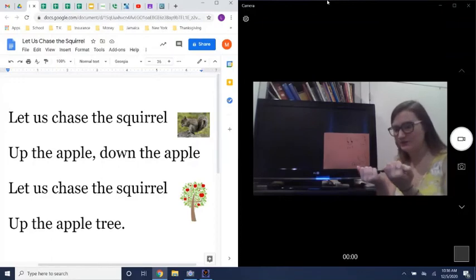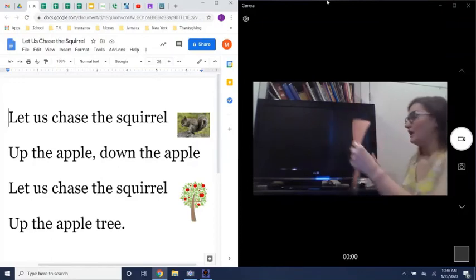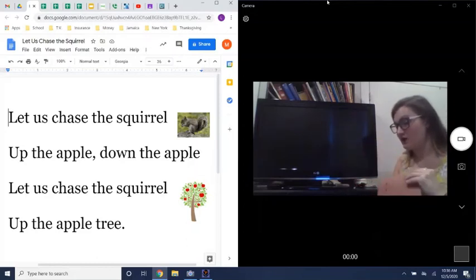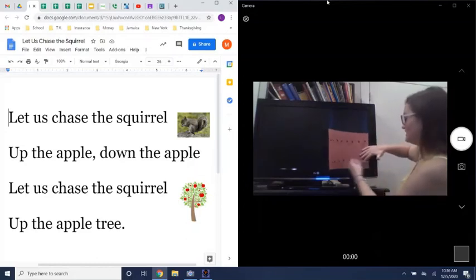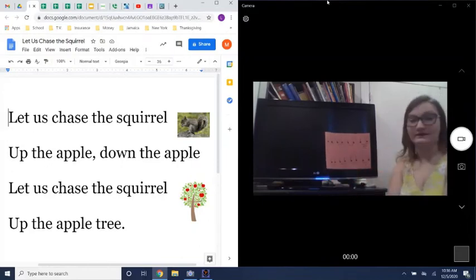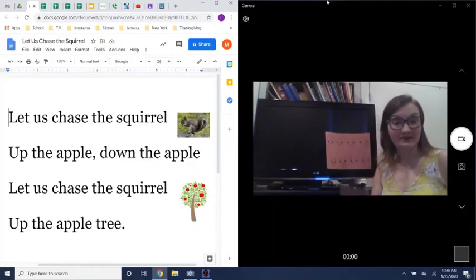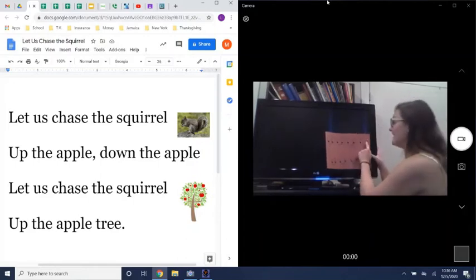Nice job being super detectives, thinking that through with me. All right, I want to go back to our song. We're going to be patting our tied beats during the song this time. So instead of keeping the beat like we were patting the quarter notes, we're going to be patting the dotted or the tied together quarter notes.